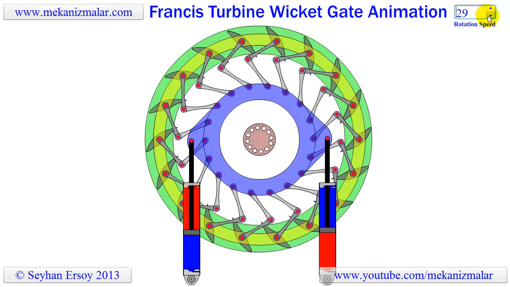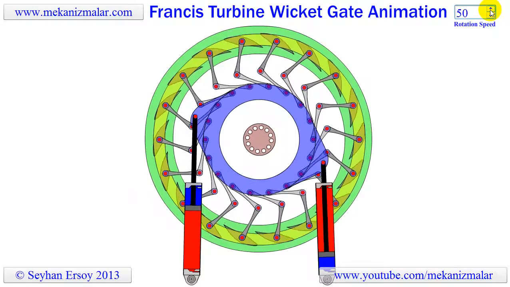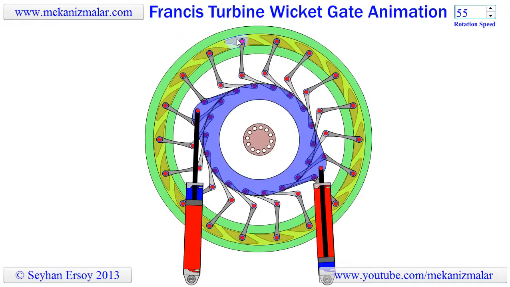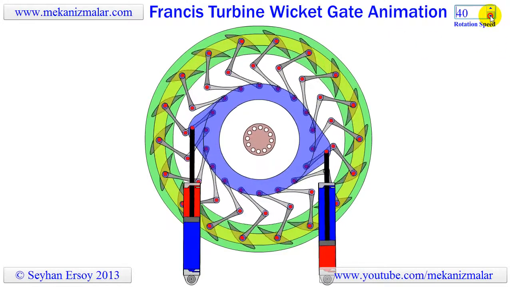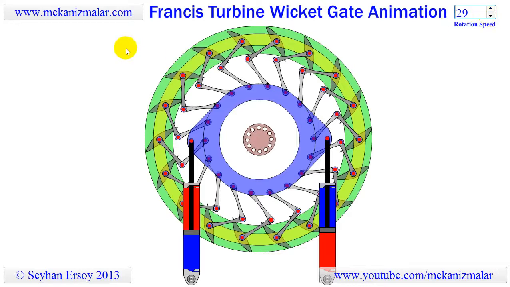The wicket gates control the amount of water passing through the turbine. This in effect controls the power output of the turbine. If the power requirement in the grid is low, the wicket gates narrow the water passage and reduce the power output, while preventing excessive water usage. On the other hand, if the demand for electricity goes up, the gates are opened, allowing more water to pass through, thus increasing power output.